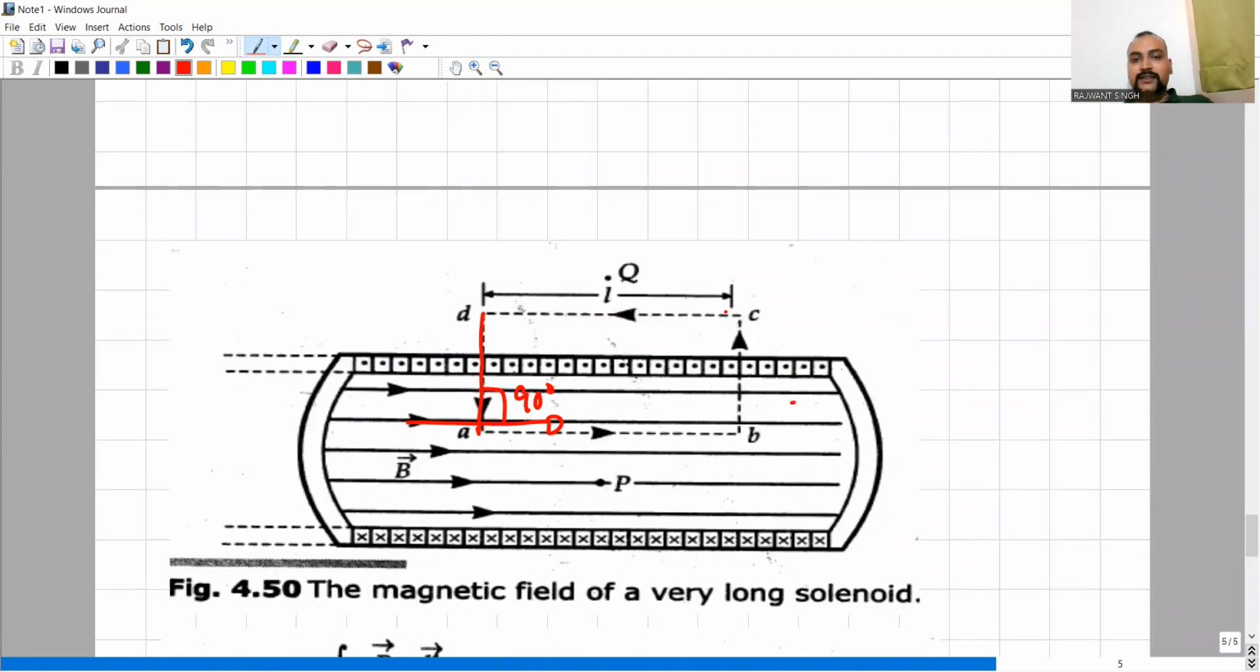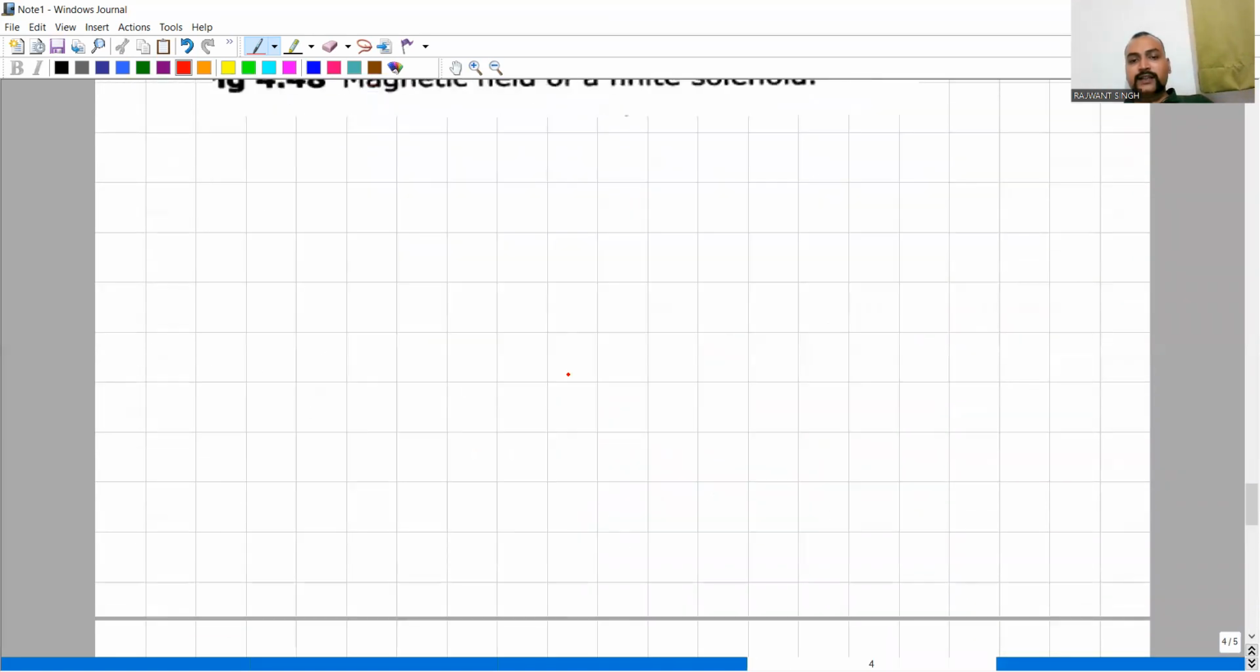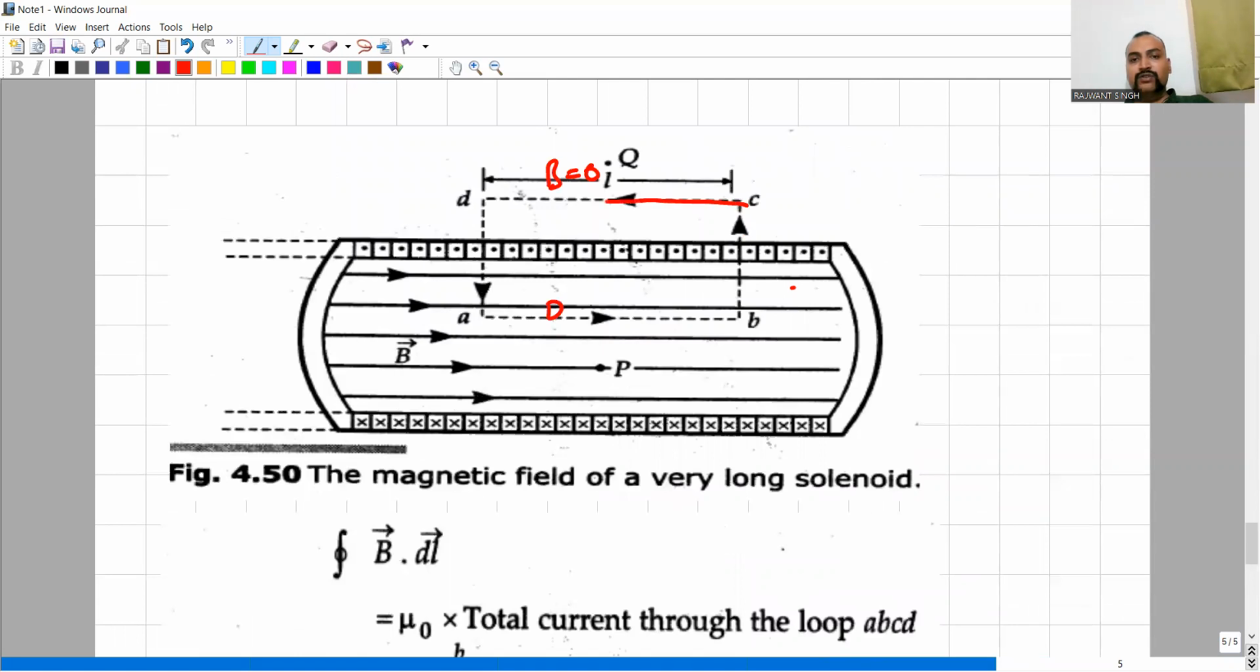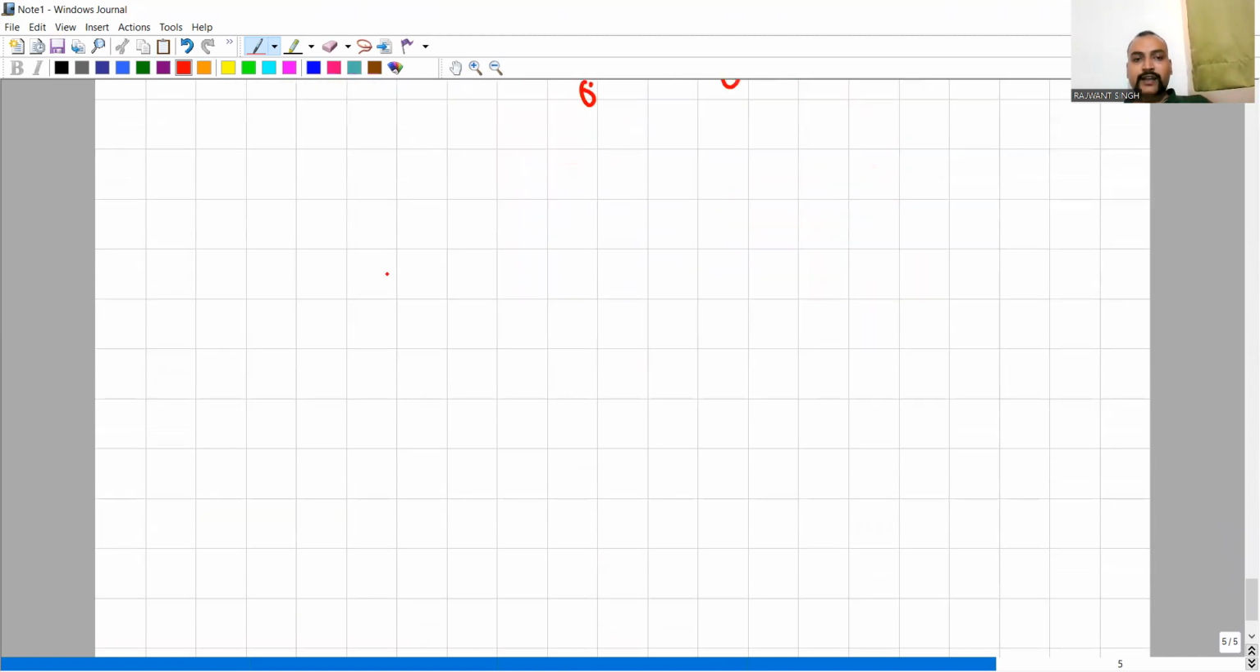Then what will happen to CD, the segment C to D? Now C to D is outside the magnet, and just outside the magnet, the magnetic field is almost equal to 0. So this part is also taken as 0. So the CD part becomes 0, BC part becomes 0, DA also becomes 0, and we get only this part to integrate. We will only integrate A to B: the integration of A to B, B dot dl, is equal to mu naught times I.